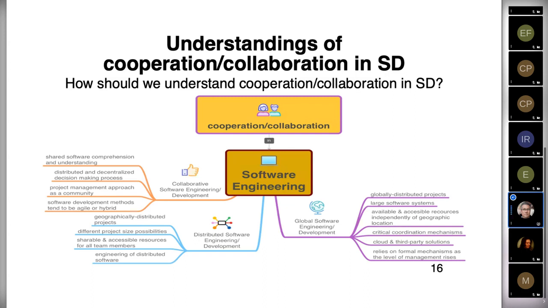And therefore, this new way of software development needs a change of the coordination mechanisms. And this is called critical coordination mechanisms. And as I told before, this global software engineering is based on the cloud and third-party solutions, and also relies on formal mechanisms at the level of management of the project.